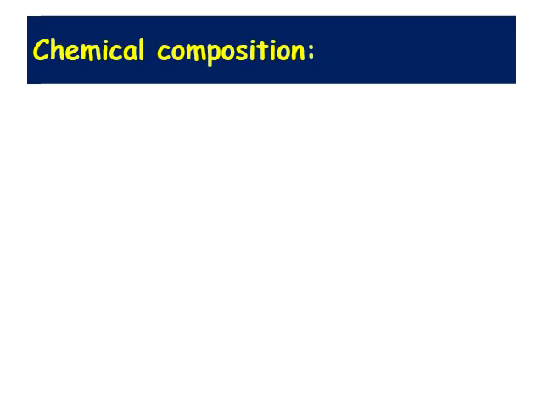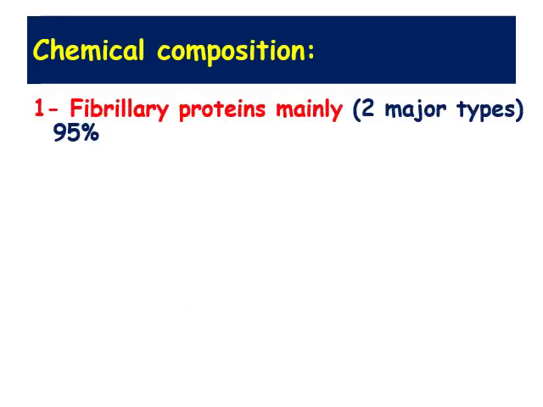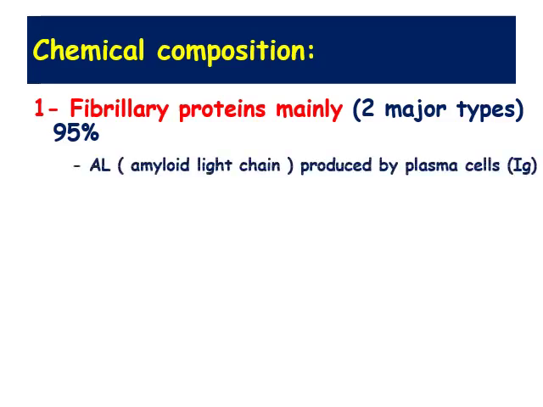Regarding the chemical composition of amyloid protein, it is composed mainly of fibrillary proteins. Fibrillary proteins have many types. Two major types are amyloid light chain protein, which is produced by plasma cells. The light chain is part of the antibody. An antibody is formed of two heavy chains and two light chains. In amyloidosis, the accumulated part is the amyloid light chain.